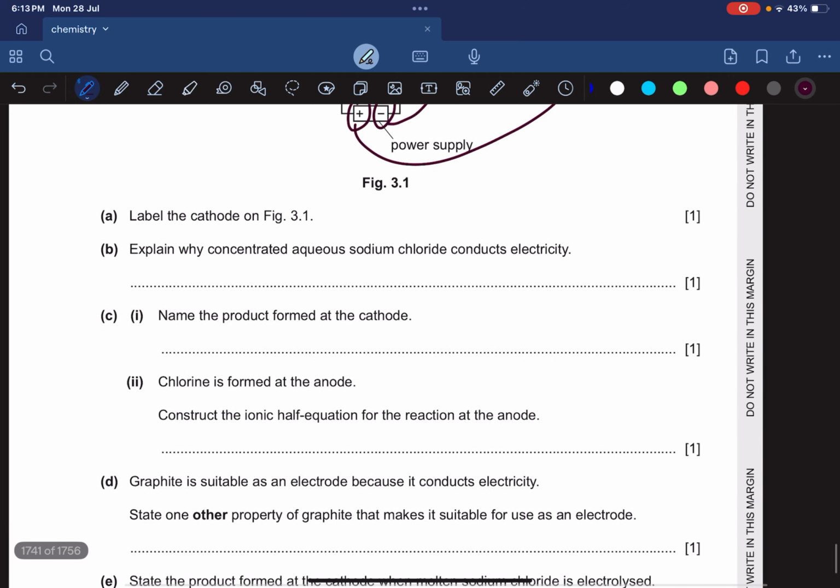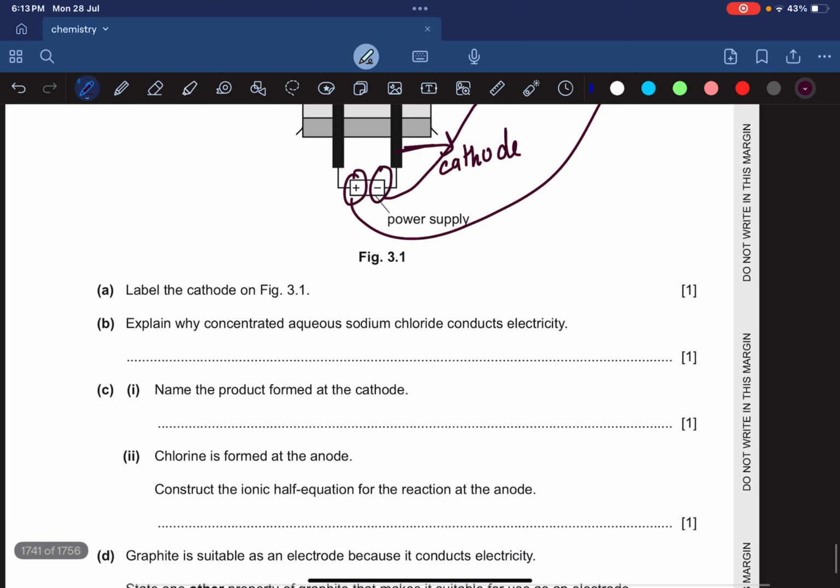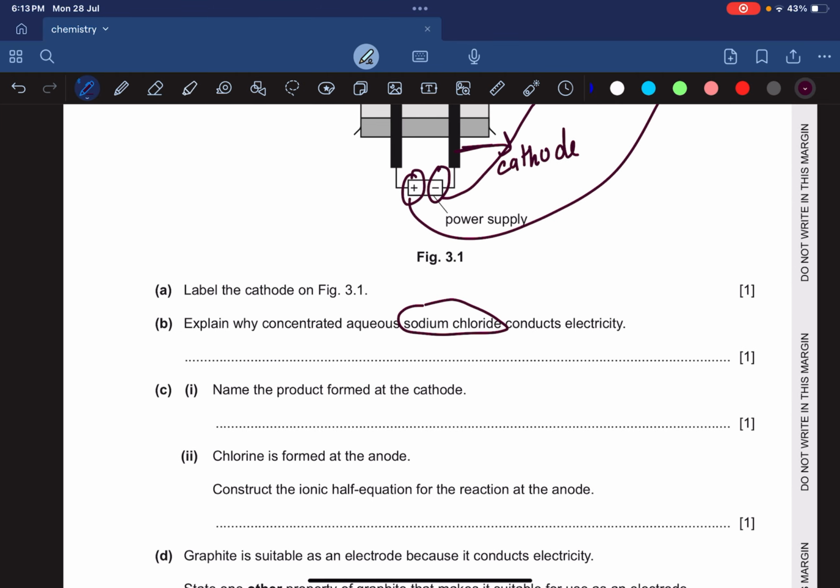Label the cathode on figure 3.1. We've just labeled it. This one's the cathode. Explain why concentrated aqueous sodium chloride conducts electricity. Now here comes the concept that when you have a simple ionic compound, which is NaCl, in a solid form, it won't conduct, because Na+ ions and Cl- ions are stationary, meaning fixed in their position, so they're unable to move. But when you have aqueous sodium chloride, it means the ions are dissolved in water, so they're able to move. So we're going to write because it has mobile ions.